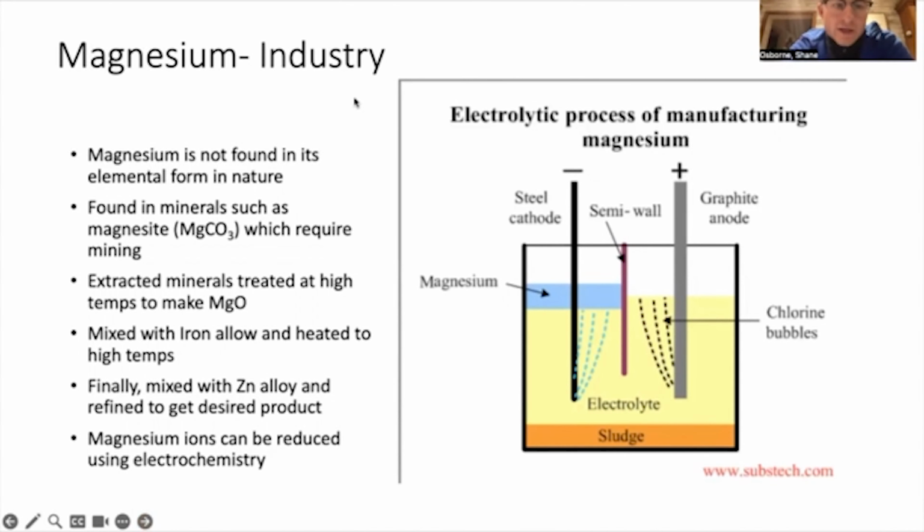As for how magnesium is found in industry, it is not naturally occurring in its elemental form. It is generally found in minerals such as magnesium carbonate, which requires mining. Once magnesium carbonate is mined, its extracted minerals are treated at high temperatures to form magnesium oxide. The magnesium oxide is then mixed with iron, alloyed, and heated to high temperatures. Finally, it is mixed with a zinc alloy and refined to get the desired product. And to get magnesium solid, it can be reduced using general electrochemistry, as shown in this figure on the right.